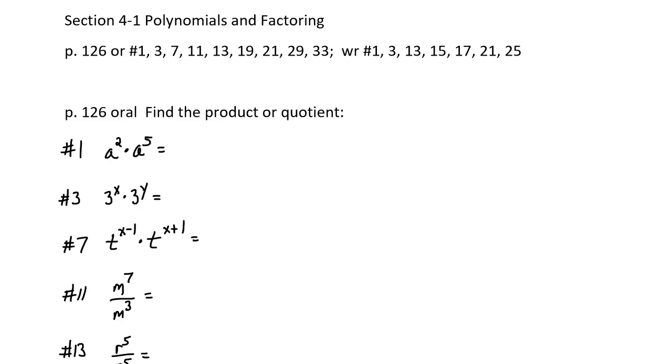Here are the homework answers for section 4-1, starting on page 126 with the orals. Directions are to find the product or quotient. In number 1, we have a product, two things being multiplied together: a to the second times a to the fifth.